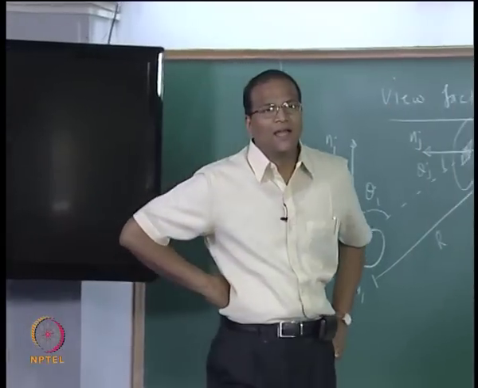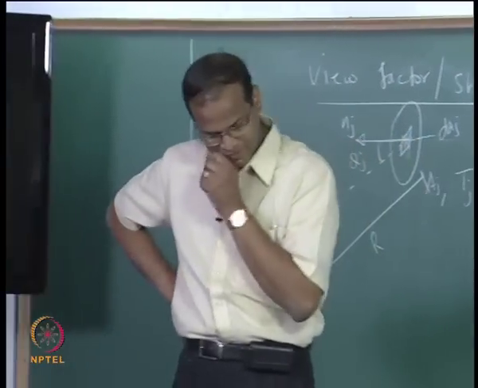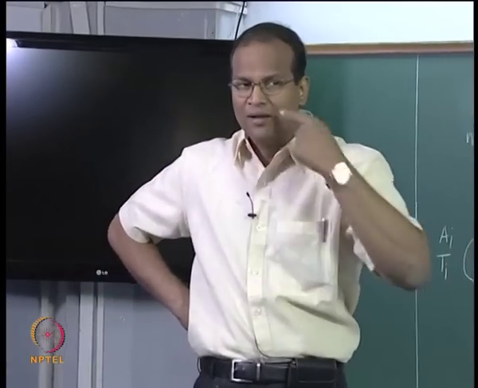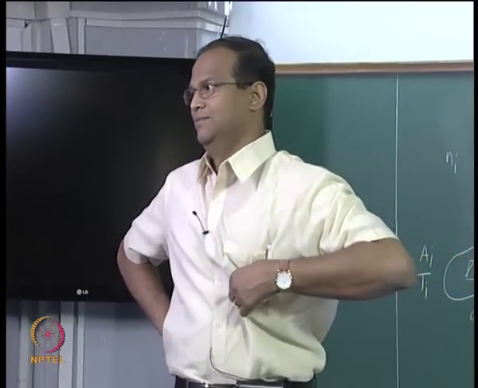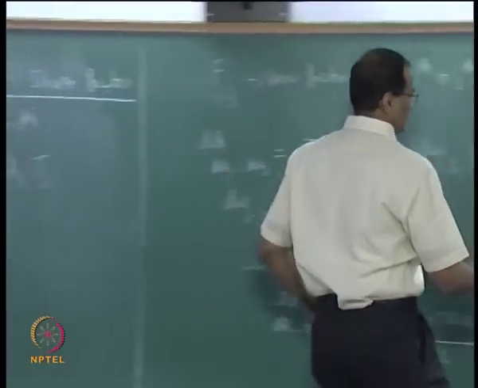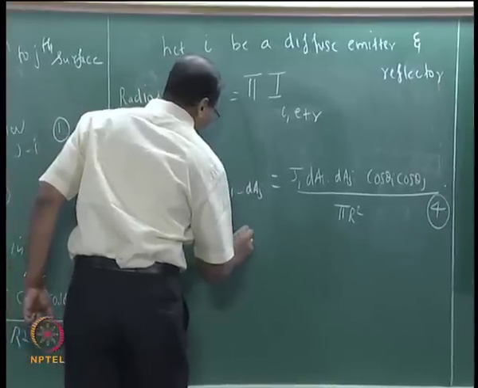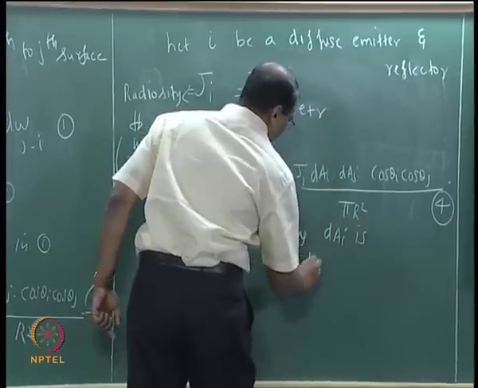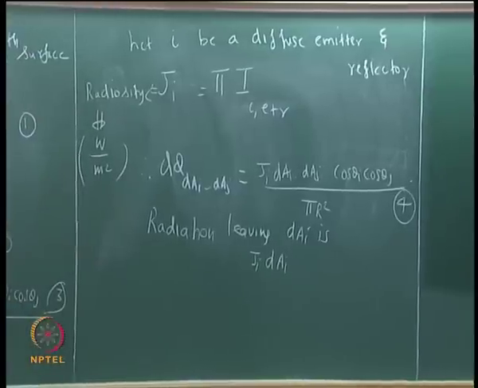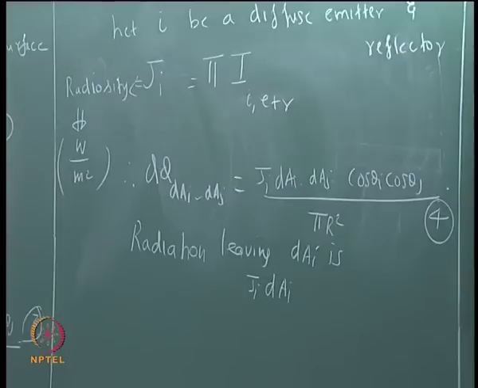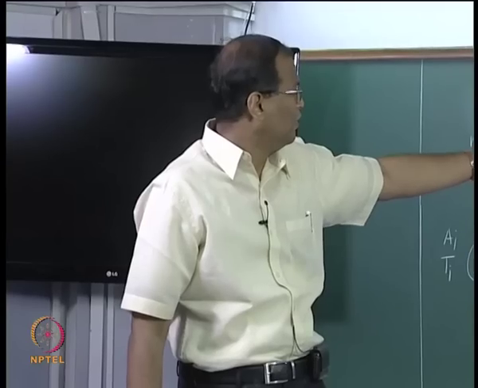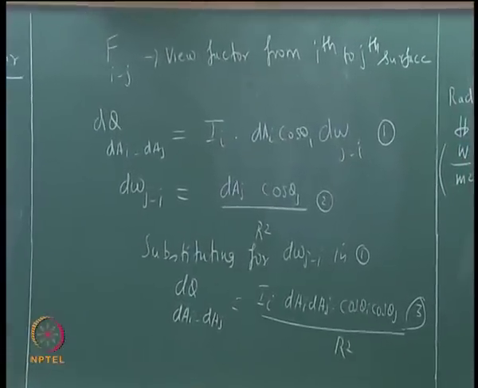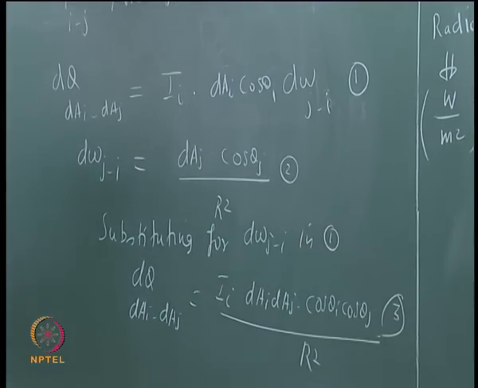So what is the radiation leaving dA_i? The radiation leaving dA_i is J_i into dA_i. Agreed. Watts per meter square into meter square, watt. Then if you look at the units for equations 1, 3 and 4, they are all having units of watt. Very good. Now I can get the fraction.